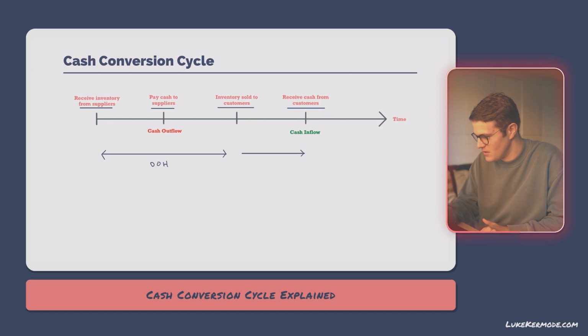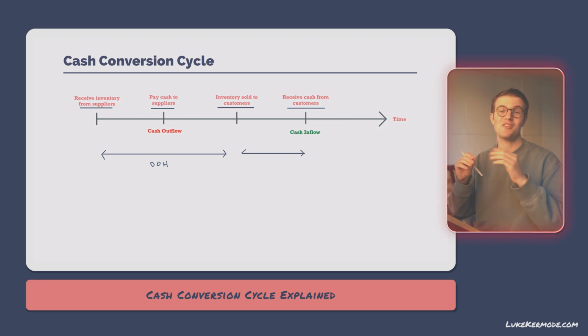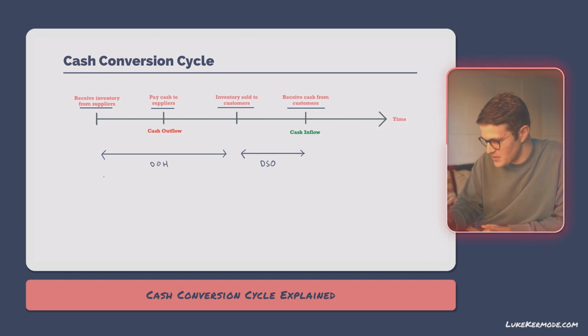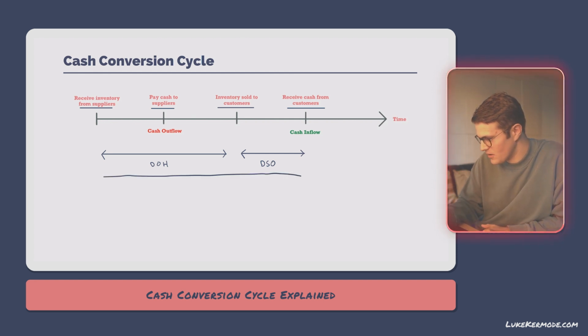And we can also quantify the days sales outstanding, which is the period of time between when the company physically sells their products to a customer up until the point in time where they receive the cash inflow from that same customer. So that is represented by the days sales outstanding. And then those two items combined create the operating cycle.